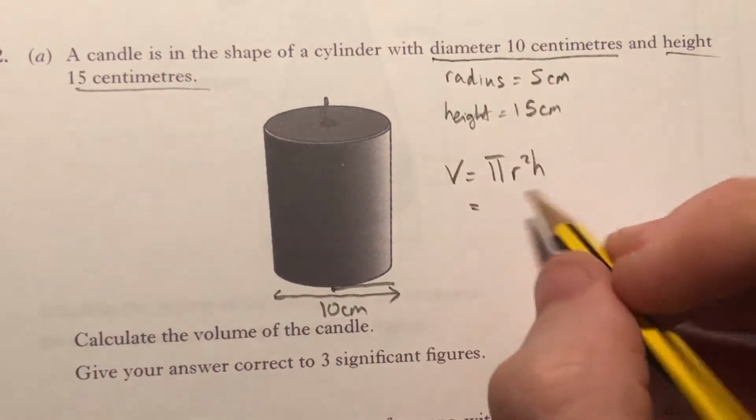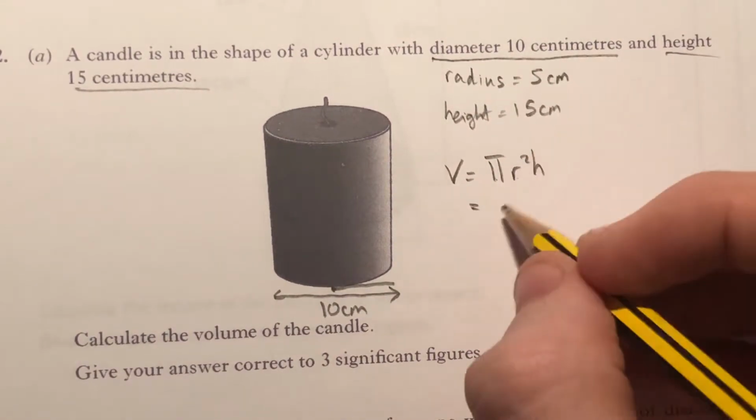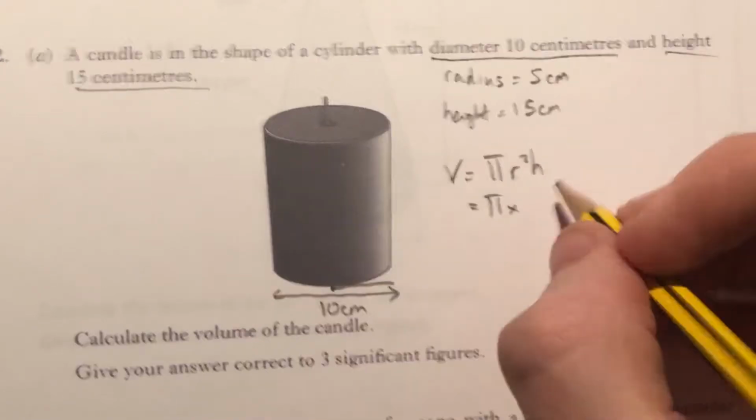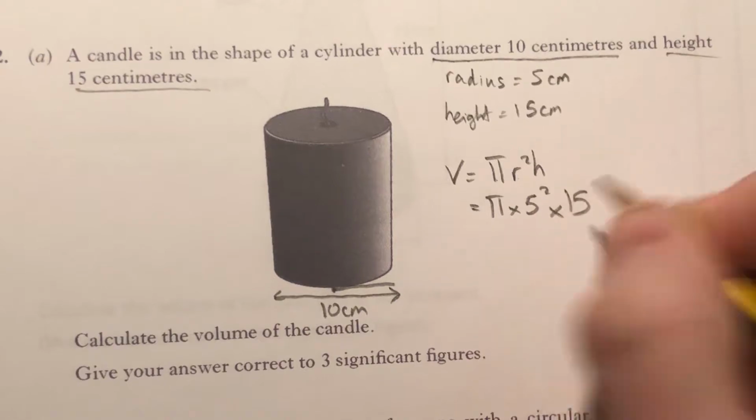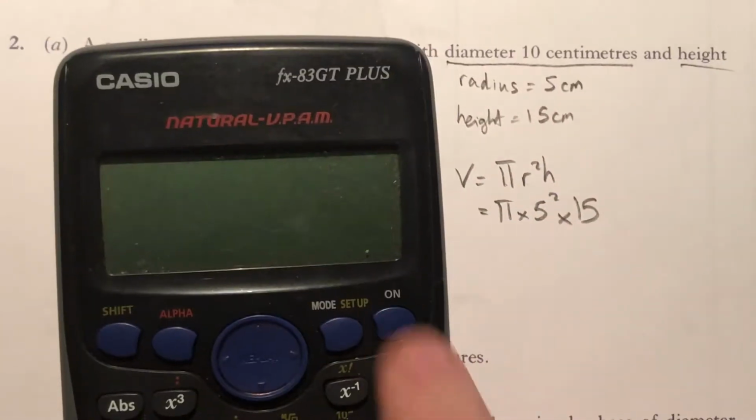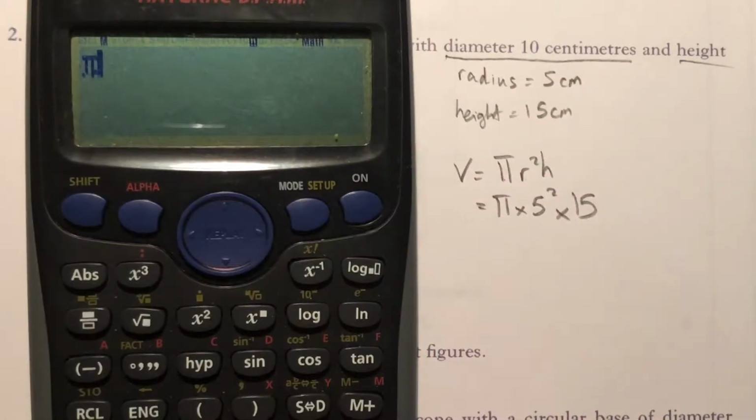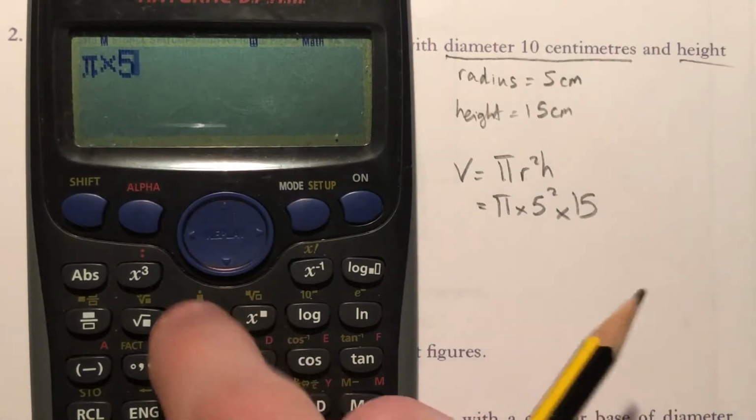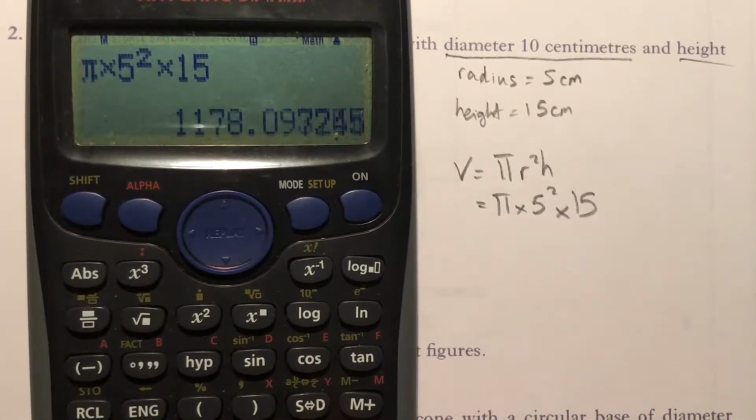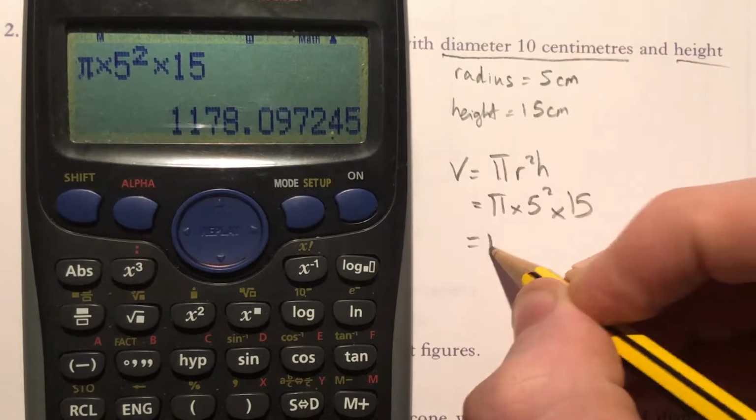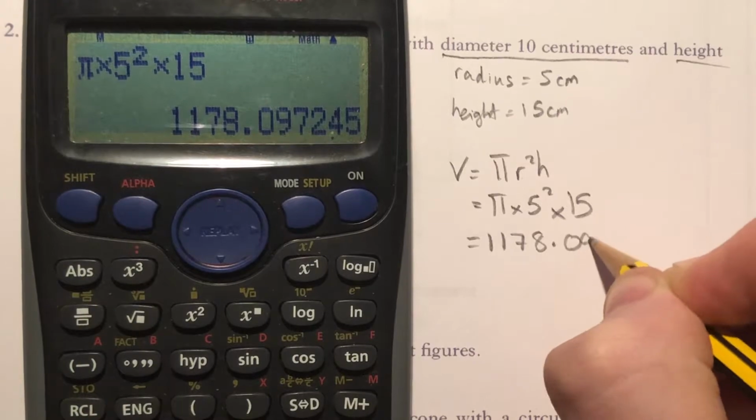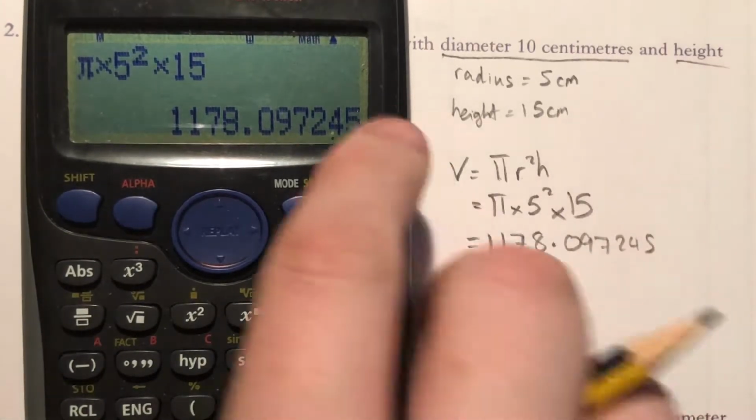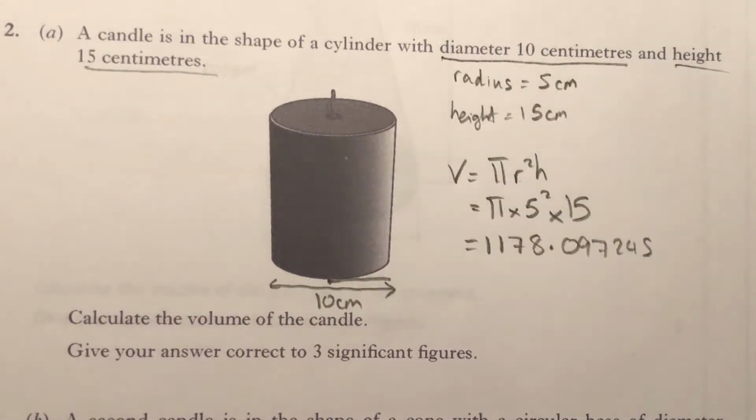So volume of a cylinder, pi times r squared times h. Well, that's pi, your radius is 5 centimeters, so squared, times 15. And this is where we get the calculator involved. So pi times 5 squared times 15 gives us 1,178.097245.